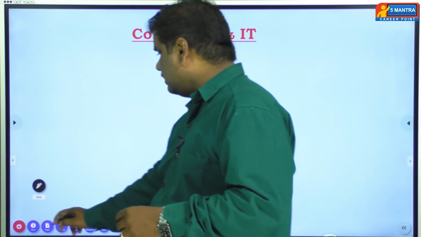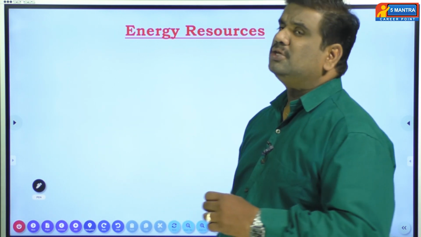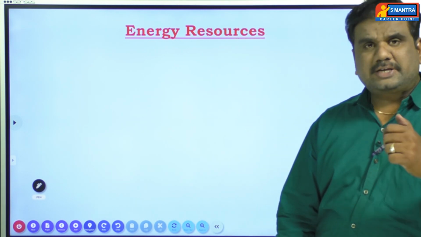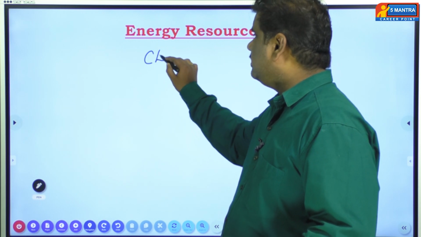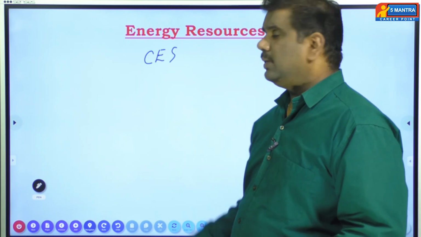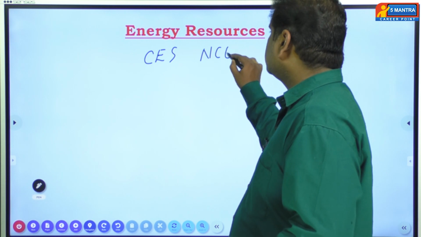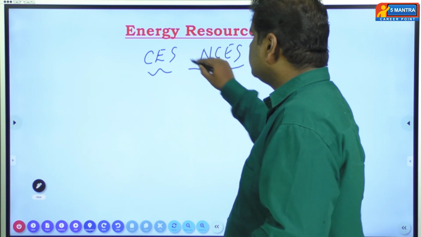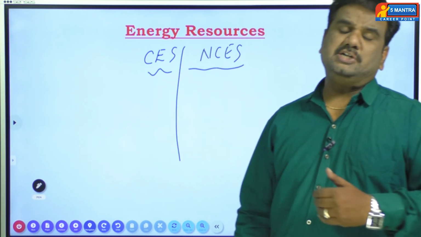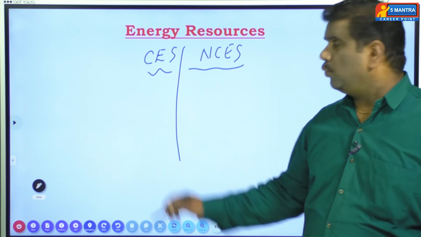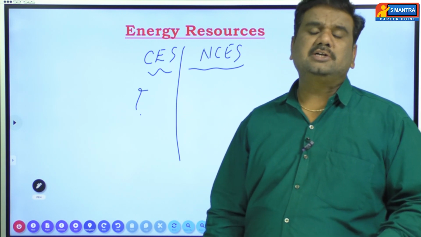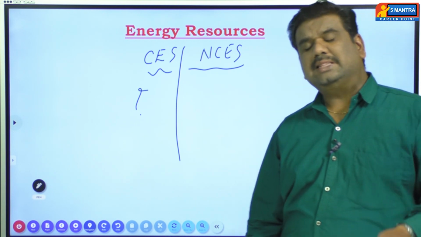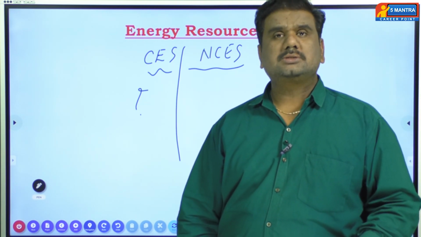Then, moving on to the next one, energy resources. In energy resources, we'll be talking about conventional energy resources, and at the same time, non-conventional energy resources. What is the difference between conventional and non-conventional energy resources? What are conventional energy resources? Why are we calling them conventional energy resources? Why are we calling them non-renewable energy resources?